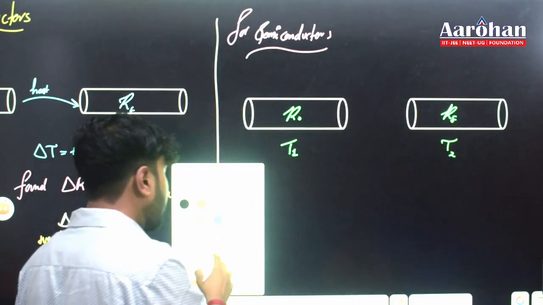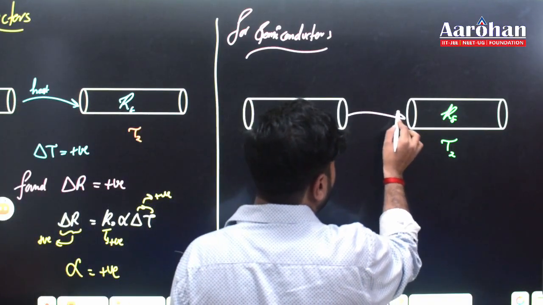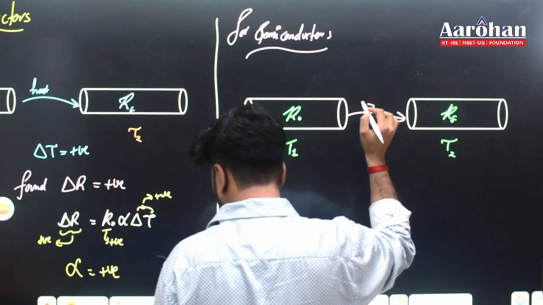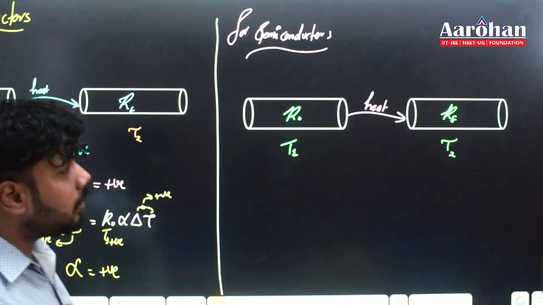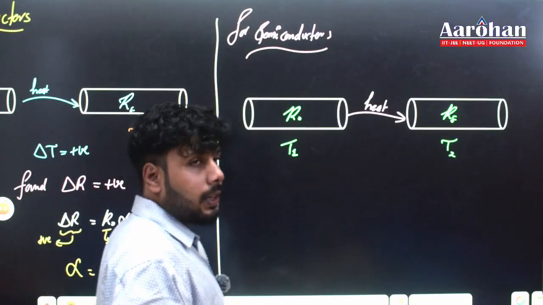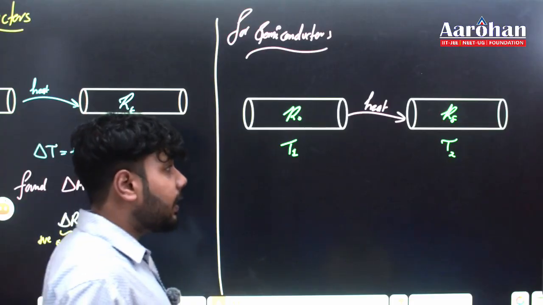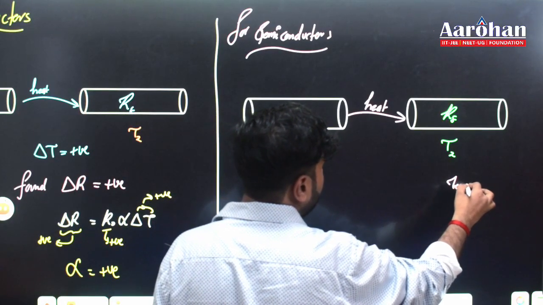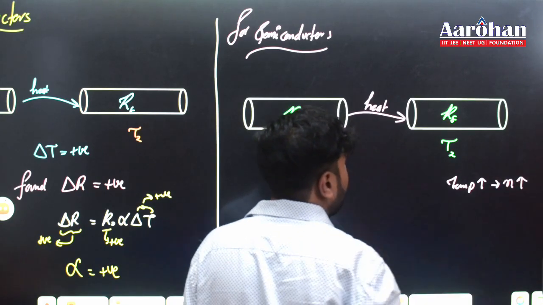So if you remember, what happens when you heat the semiconductor? When you increase the temperature, you give the heat, you get more free electrons in your conduction band. That means your conductivity increases. If your conductivity is increased, that means your resistance decreases, right? Why does it happen? Because if you increase the temperature, the free electron density increases for a semiconductor.